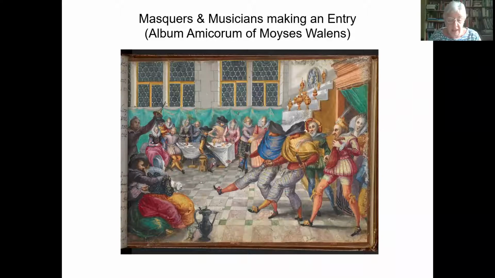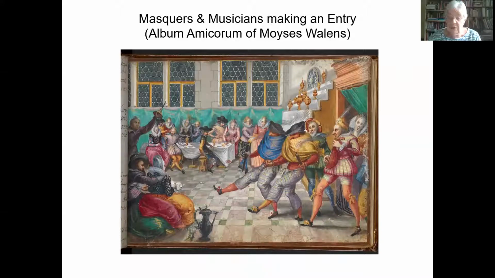The masquerata originated in Italy and was taken up by Henry VIII as a young king at the same time roughly as François Ier of France, where the genre became known as a masquerade or a ballet. The continental form is nicely illustrated in this image, a sketch from the album amicorum belonging to Moises Wallens, a memento of travel, a combination, if you like, of autograph and photograph album.